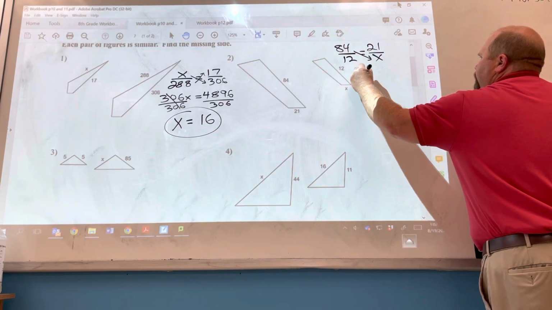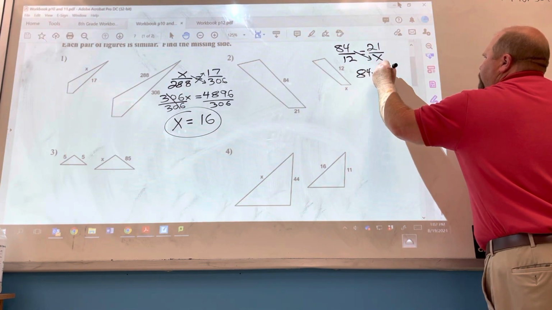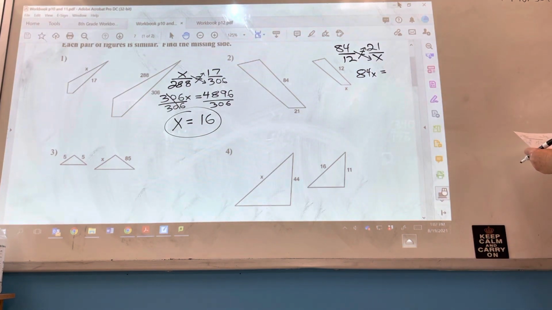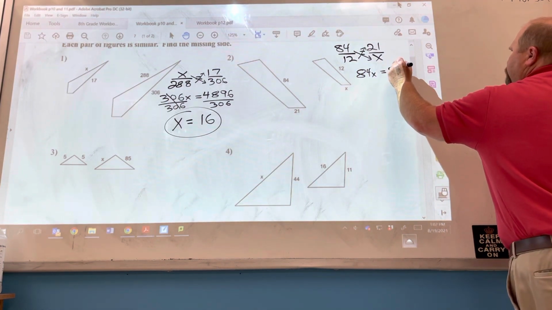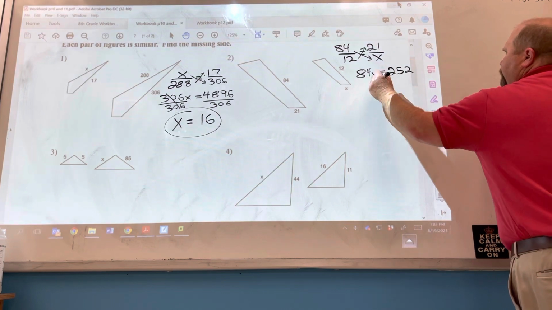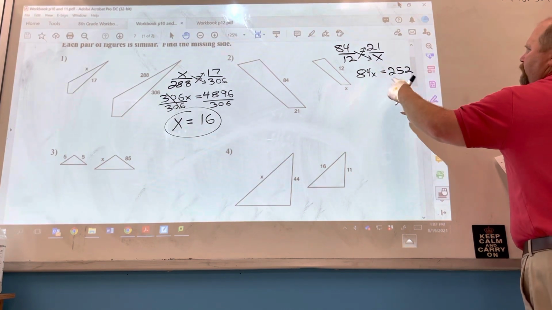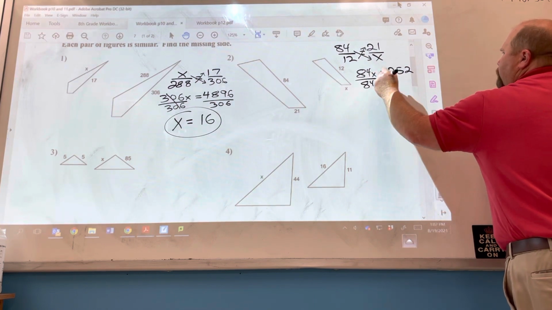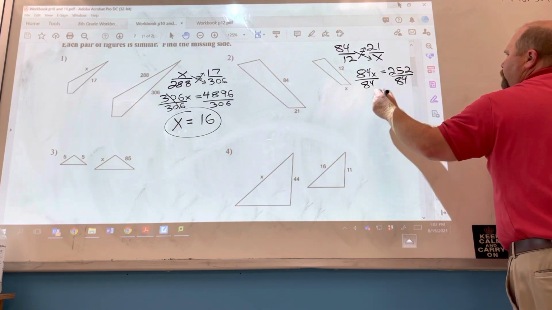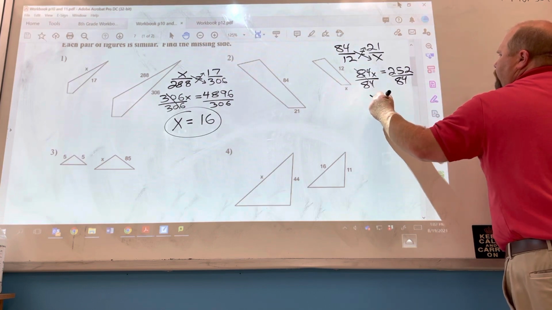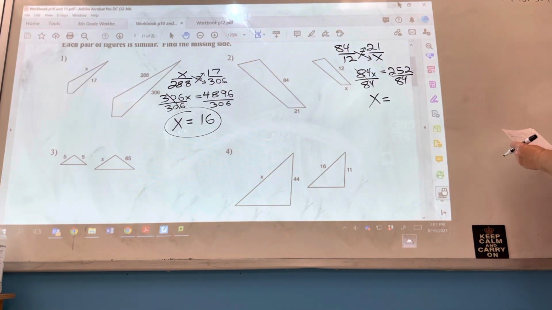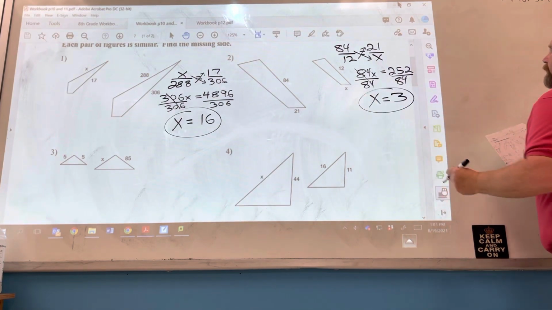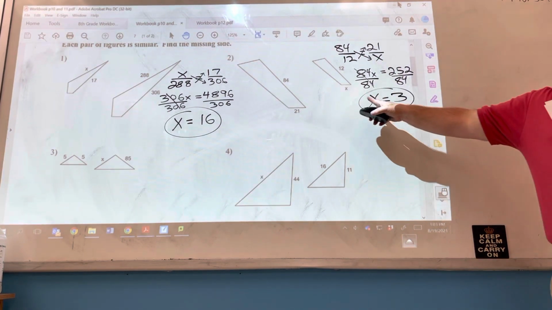Cross multiply. 84 times x is 84x. Equal sign. 12 times 21 is 252. Okay. One-step equation. That's 84 times x. So we want to undo that with division. So we divide both sides by 84. That makes 1x. And 252 divided by 84 equals 3. So the missing side is 3.